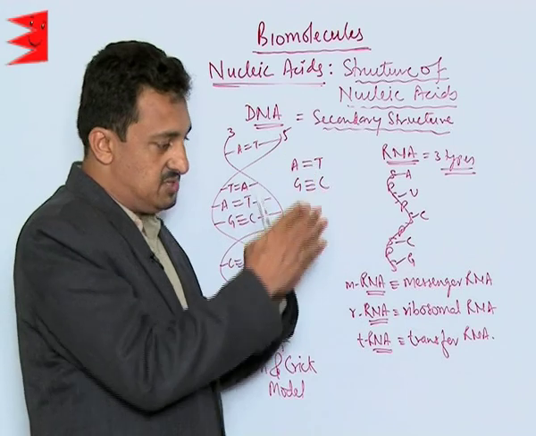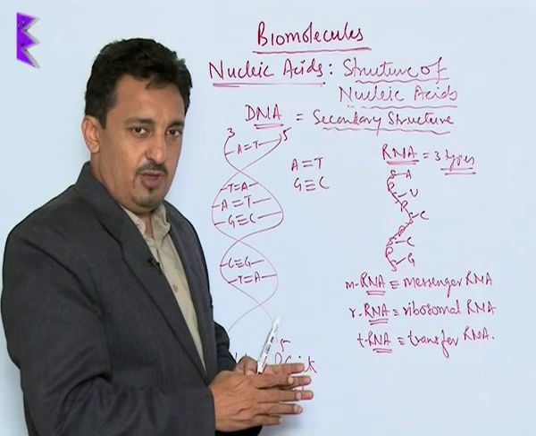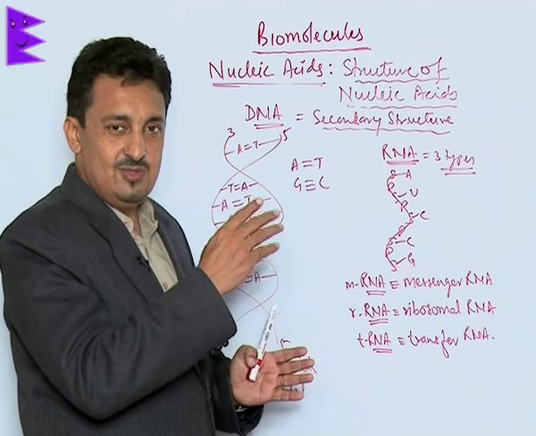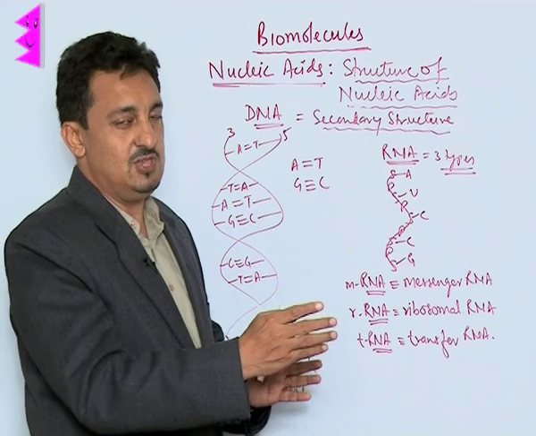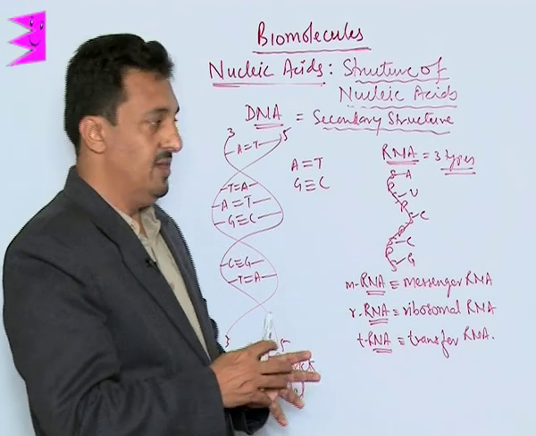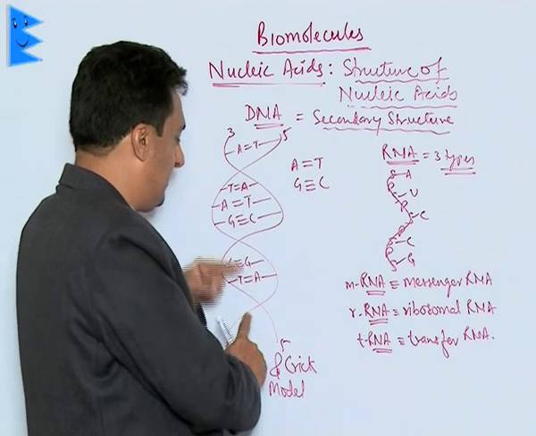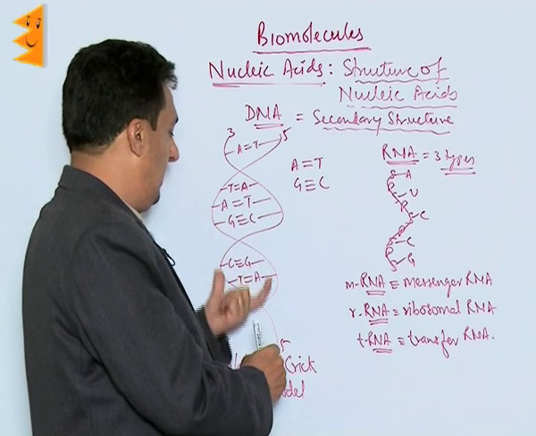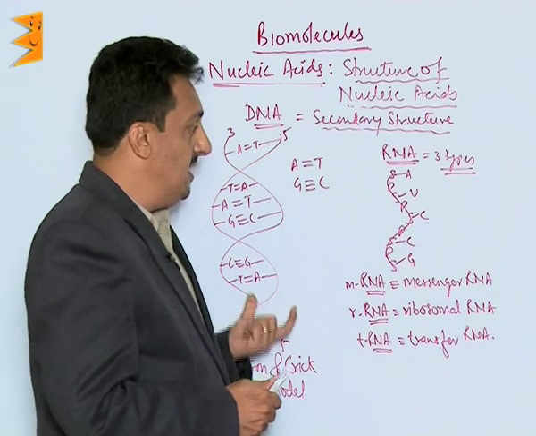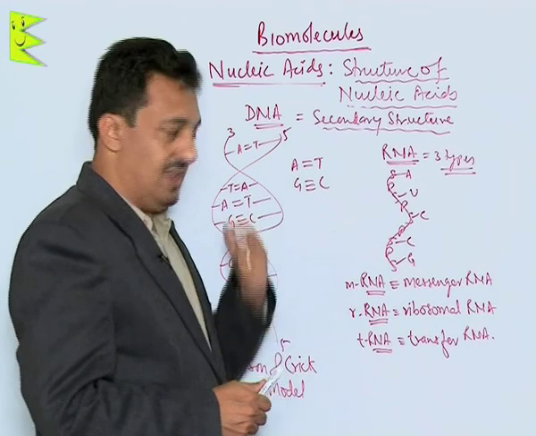So if we know the sequence of one of the polynucleotide chains, we can exactly know the sequence of the nitrogen bases in the second polynucleotide chain in the DNA. So this is how this helical structure of the two nucleotides makes the DNA model, or secondary structure of the DNA. Now let us move to RNA.